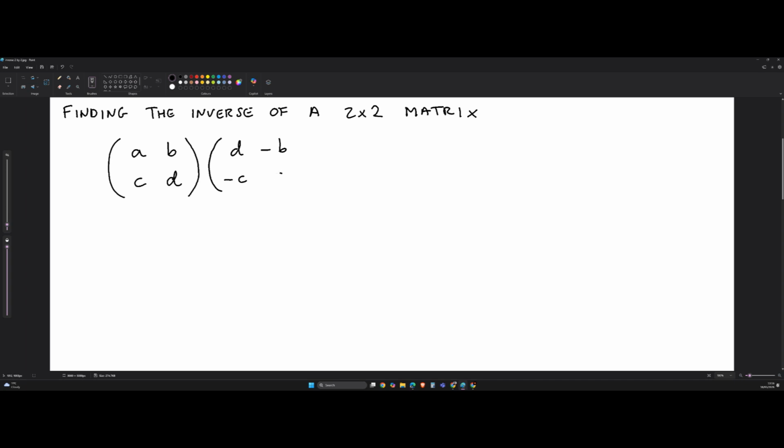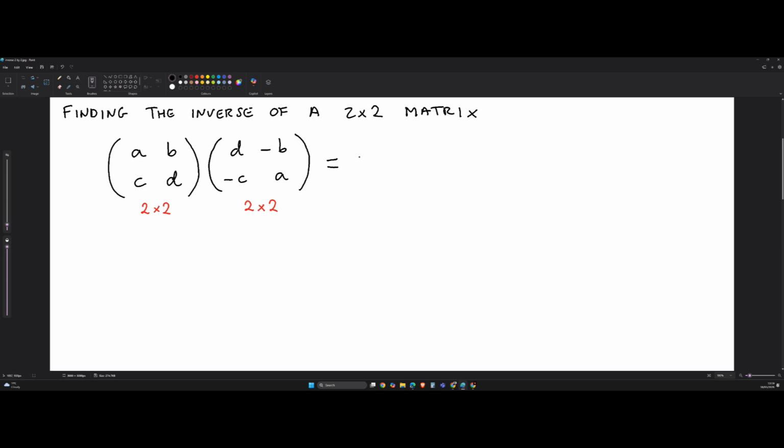Now the first step to finding this inverse matrix is multiplying it by the matrix d, minus b, minus c, a. Okay? Now let's see what happens when we multiply these two matrices. Firstly, we're multiplying a 2 by 2 matrix by another 2 by 2 matrix. That means we're going to get a 2 by 2 matrix back.